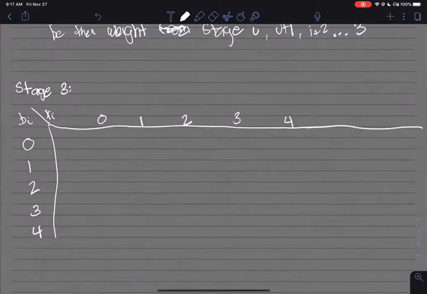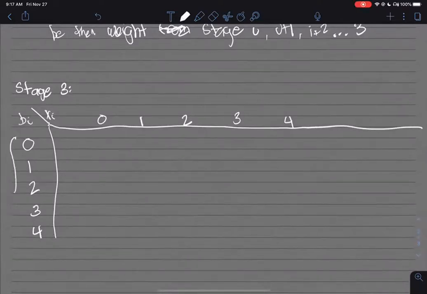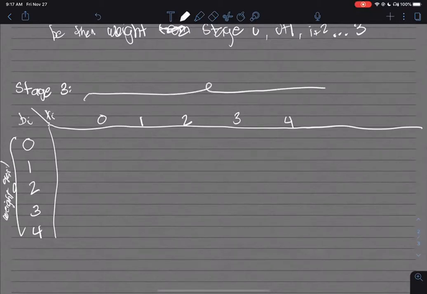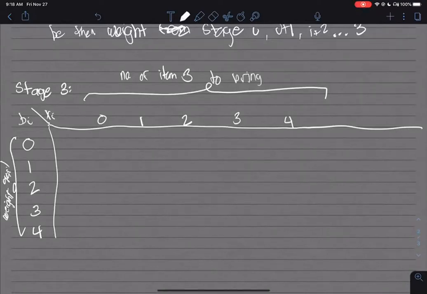Okay, again, this is your state or weight available. And this is your items, the number of items of item 3 to bring. Yes, someone unmuted. Question? Questions? None? Okay.